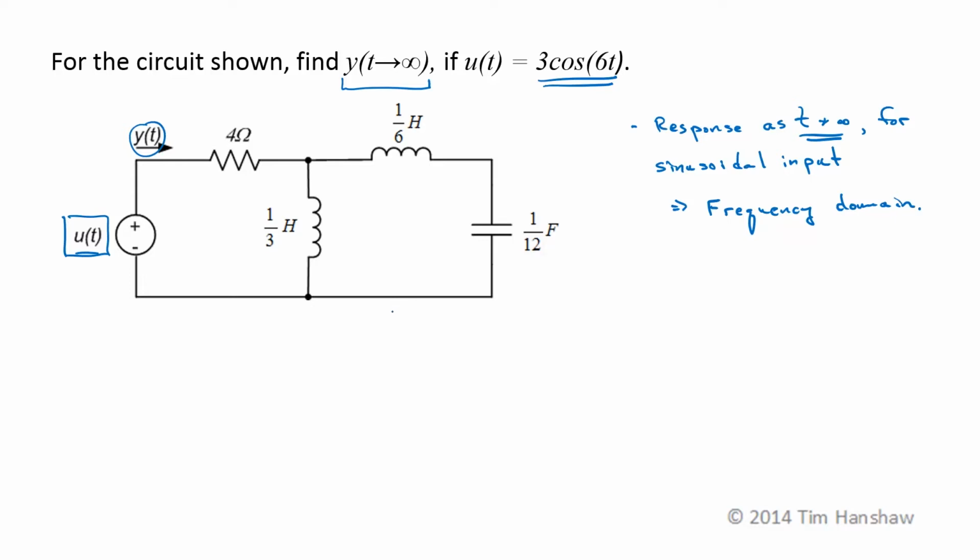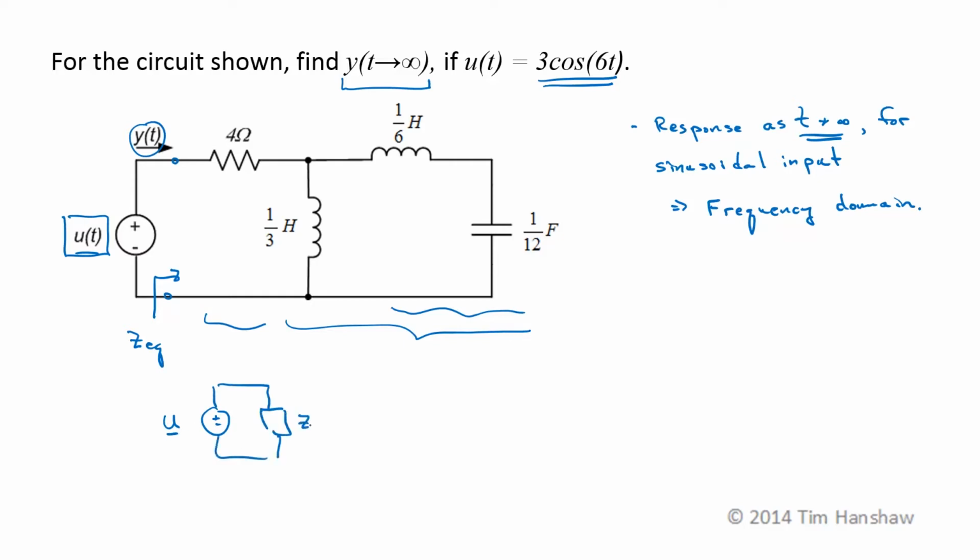This circuit is reducible. These two are in series. Those are in parallel with this, which is in series with that 4 ohm resistor. So if we find an equivalent impedance here, seen by the source, Zeq, then we'll have a circuit that looks like an input voltage phasor U with an equivalent impedance, Zeq, and this current phasor Y will be U over Zeq. That current phasor will give us the magnitude and phase of y(t).